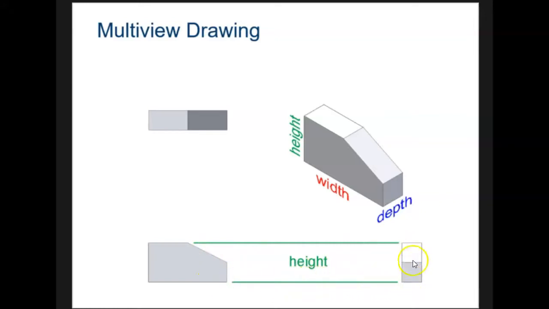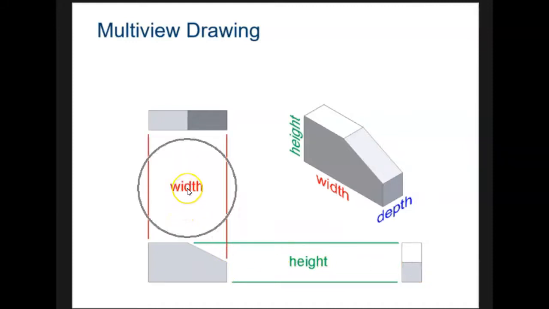So when you start to draw your multi-view drawings, make sure that the height is the same on the front view as the side view. And you have to also do the same with the width. So whatever the width is in the front view, it needs to match in the top view.